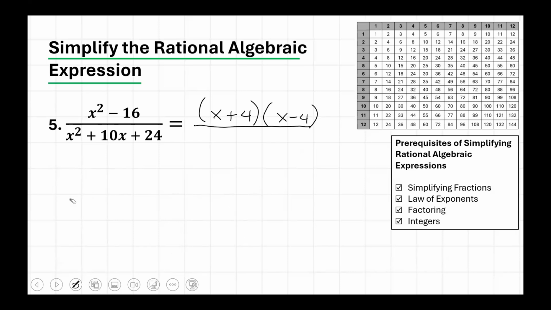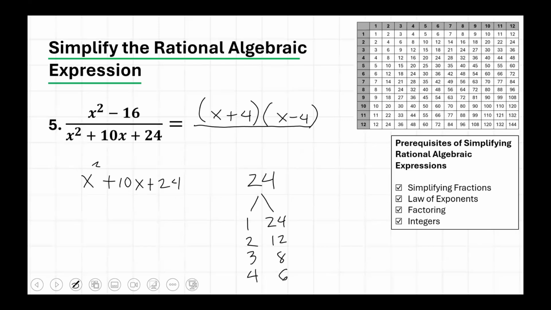For the denominator, we have x squared plus 10x plus 24. Here, the last term is 24. So we will find the factors of 24. 1 times 24, 2 times 12, 3 times 8, and 4 times 6. And since it's positive, we need to find the sum. 1 plus 24 is 25. 2 and 12, we have 14. 3 and 8, we have 11. 4 and 6, we will have 10.